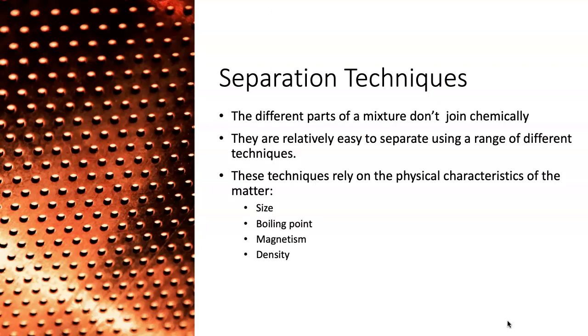So separation techniques basically can pull mixtures apart. Some parts of a mixture will, of course, have made some chemical changes. We can't do much about them. But generally, most mixtures haven't joined chemically, so you can pull them apart again based on their physical characteristics. Things like the size, what temperature they boil at, if they're magnetic or not, how dense they are, so whether they float or sink.